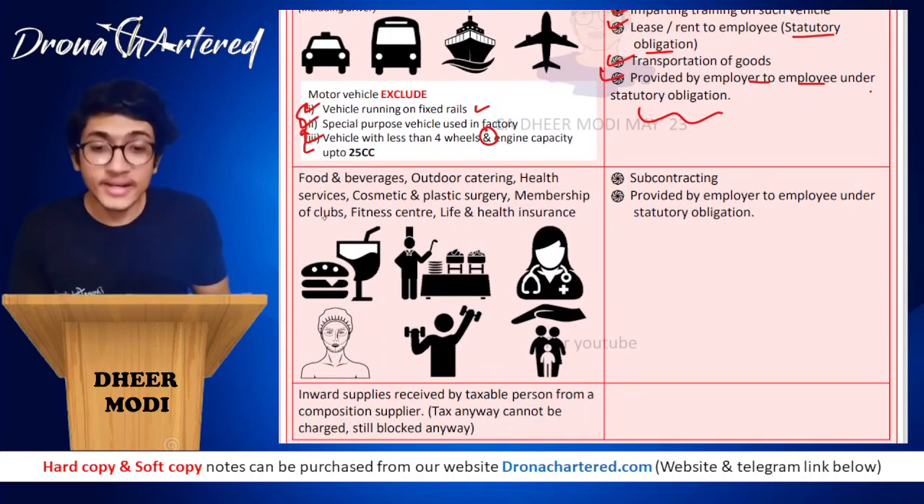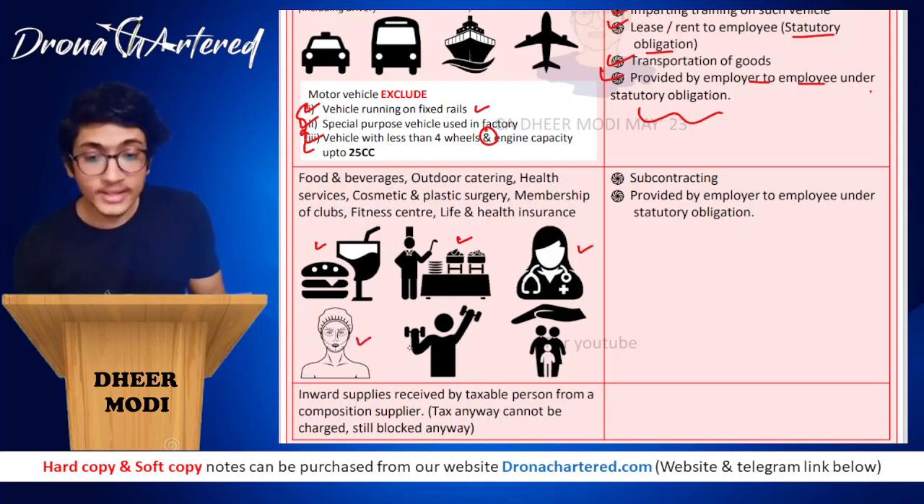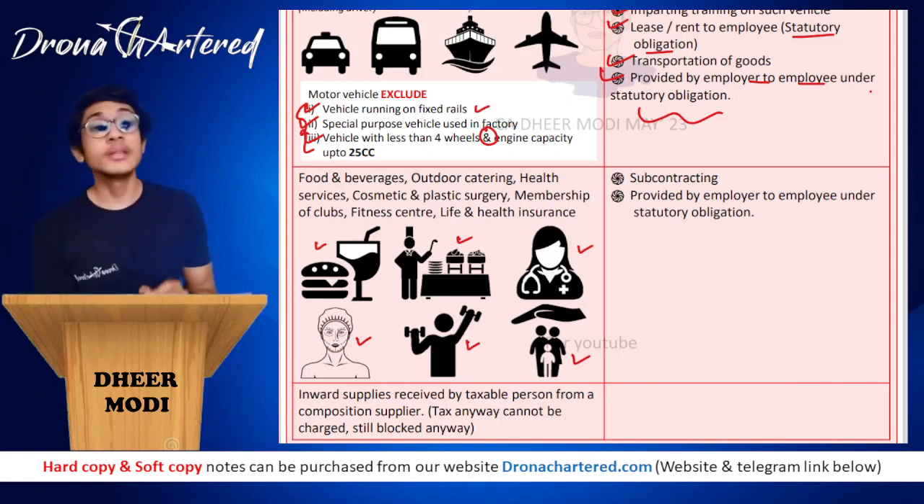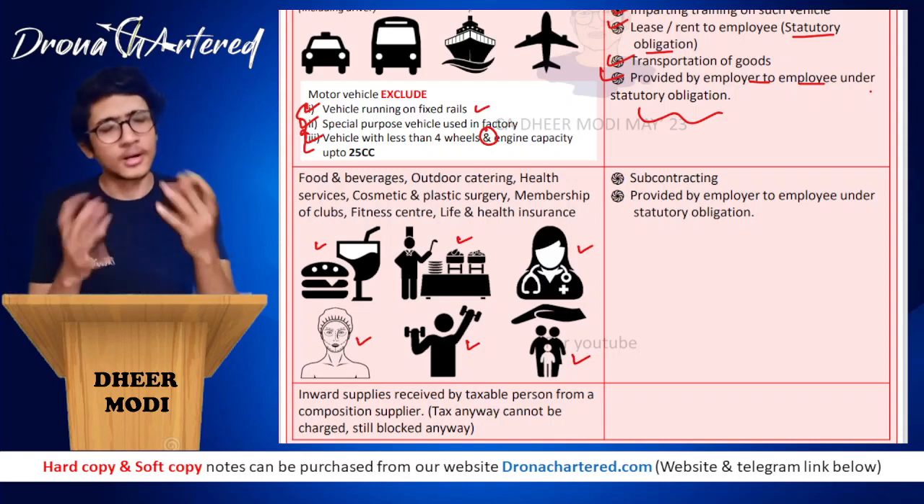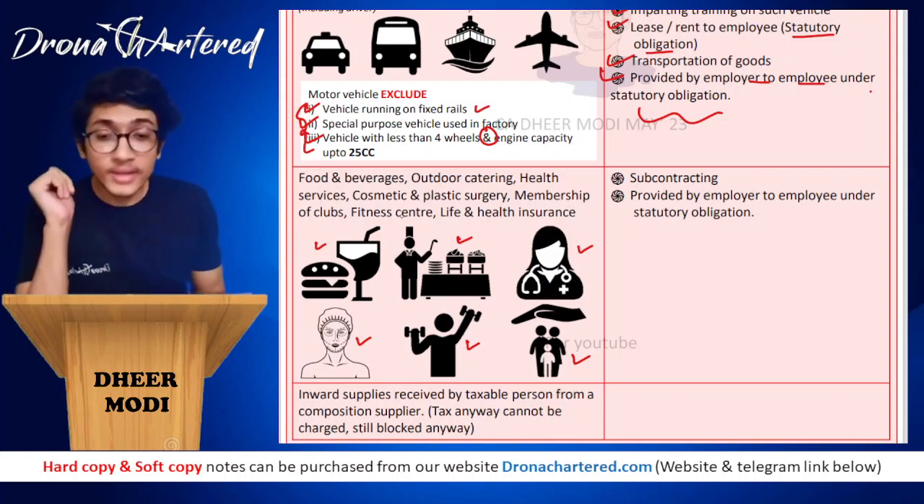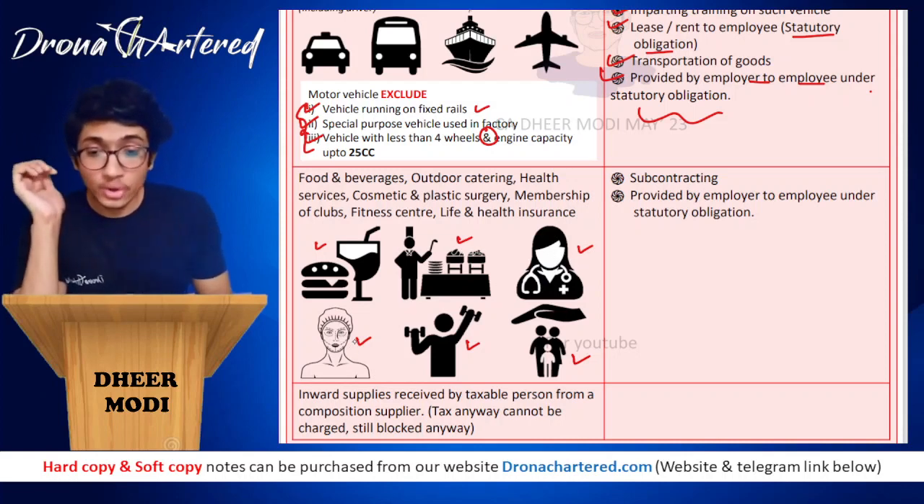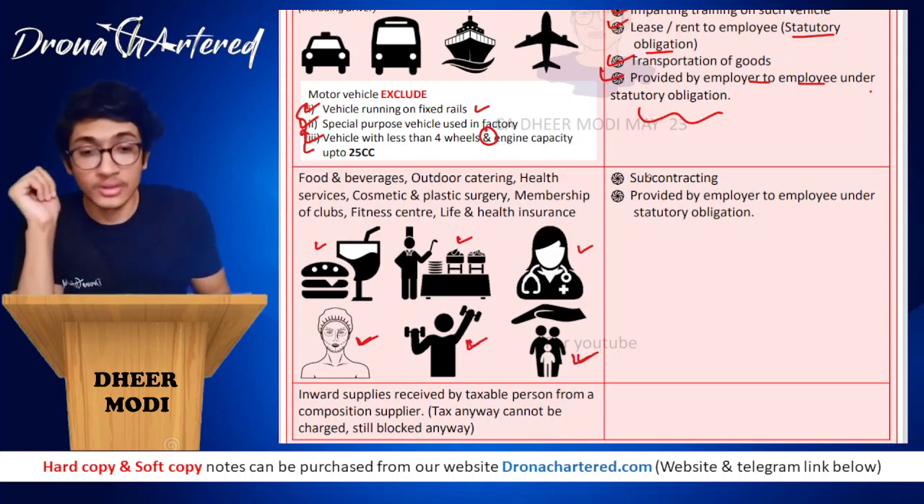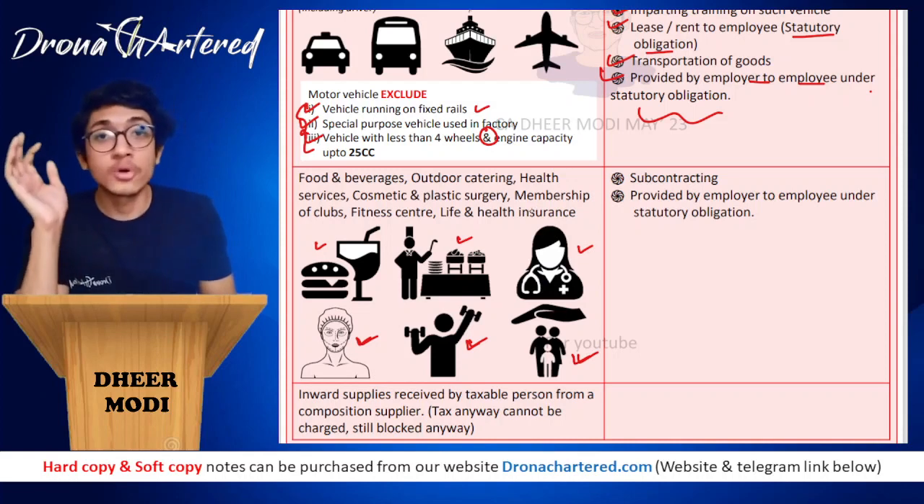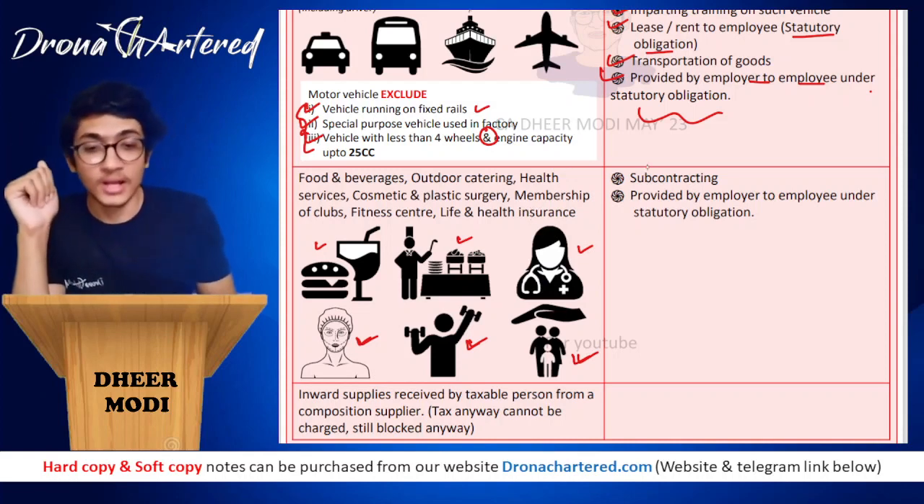Now coming to your next part, that is food and beverages, outdoor catering, any health services, cosmetic and plastic surgery, membership of clubs, fitness center, and life and health insurance. I've added images so that it is easier for you to remember by image memory. That is any food, beverages, catering services, health services, cosmetic surgery, gym membership, etc. And this is your life and health insurance. All of these, any GST component you have to pay, ITC will not be allowed.